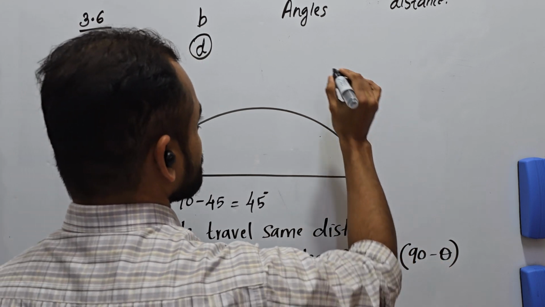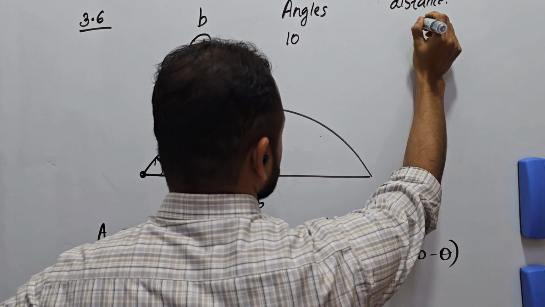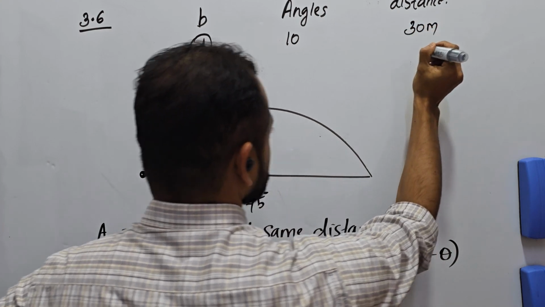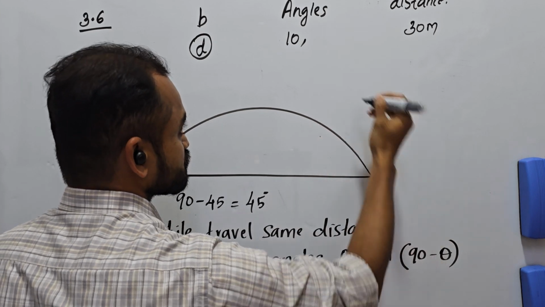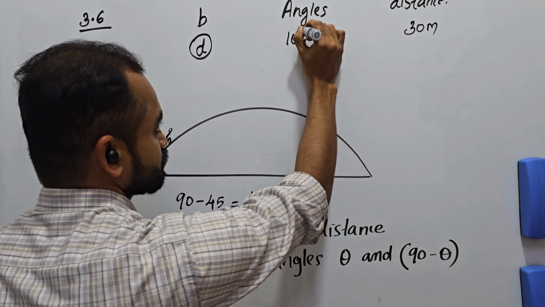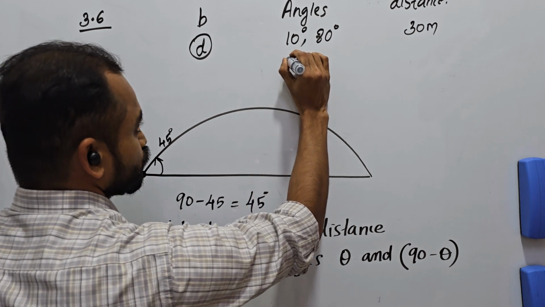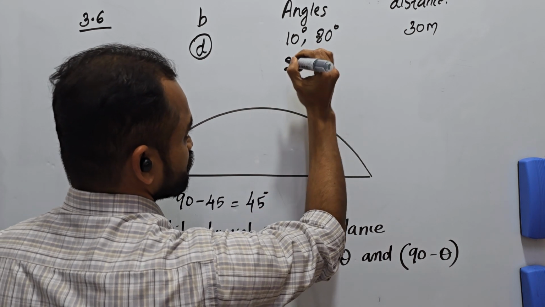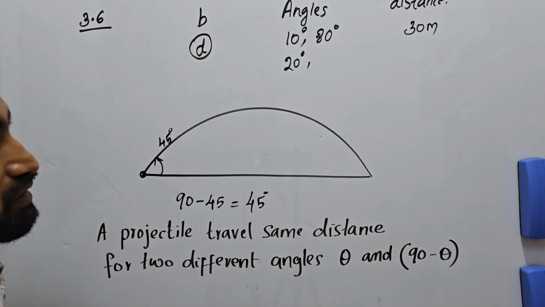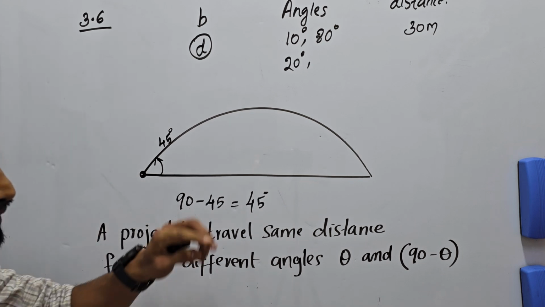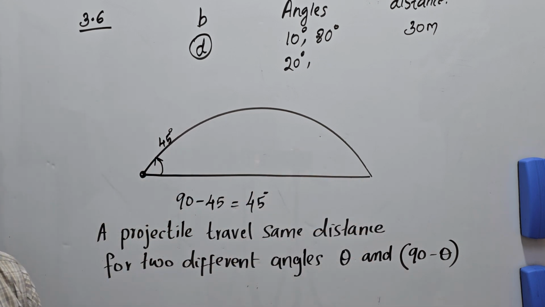Then the angle, 10 degrees I said, right? At 10 degrees, what is the distance traveled? For example, 30 meters. Then for another angle, it will travel the same distance, which is 90 minus 10, equal to 80, right? Then 20 degrees, what distance will it travel? Will it travel again 30, or less than 30, or more than 30?